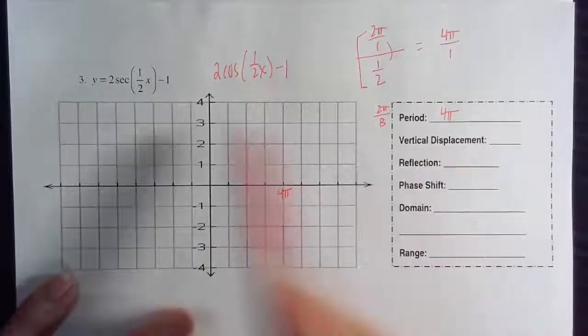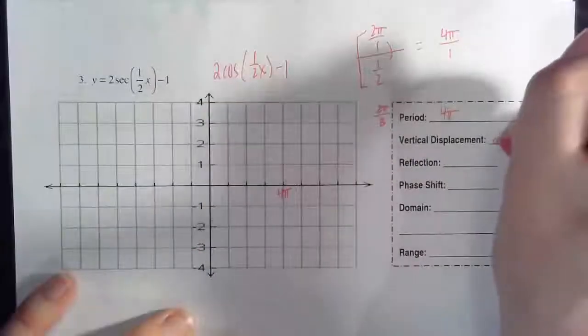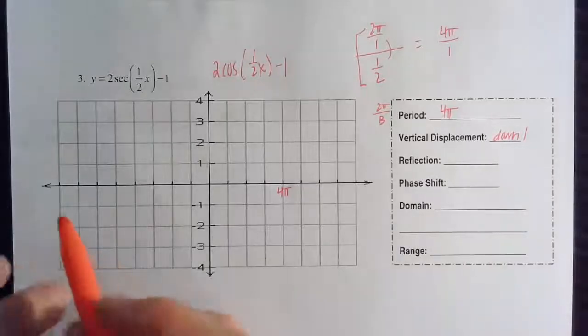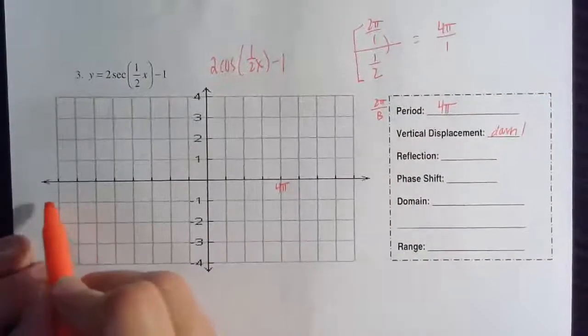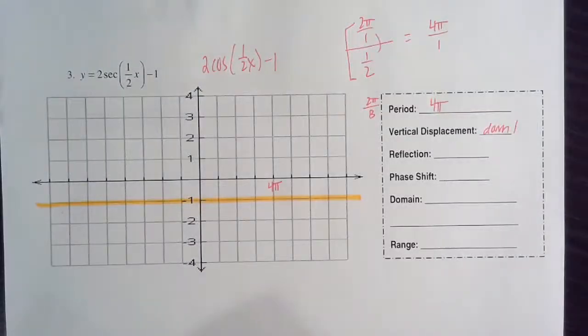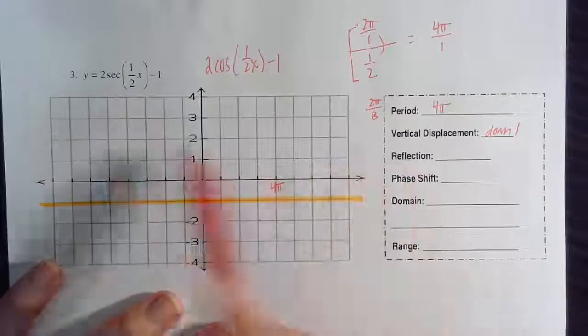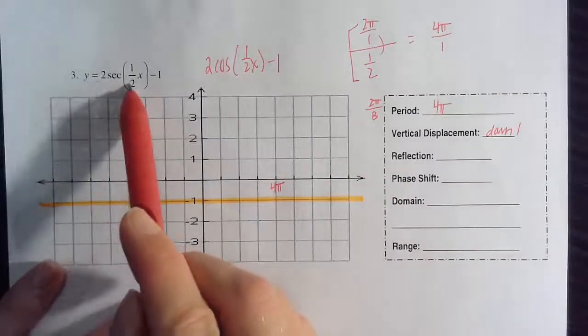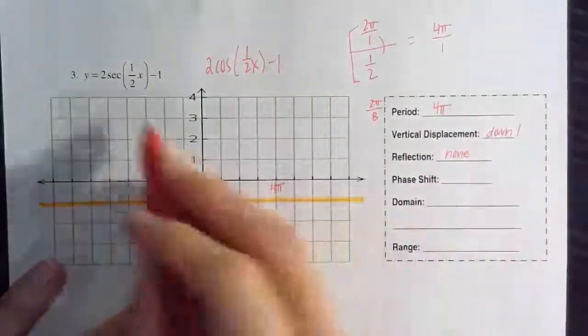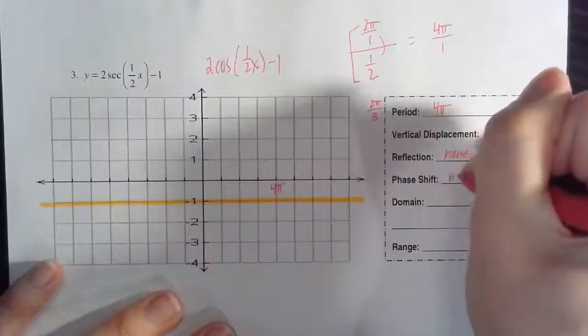Vertical displacement, we have this minus 1, so our graph's going to get shifted down 1. Let's take care of that right now. Draw in a horizontal line at -1. And then reflection, don't see a negative here, don't see a negative here, there's no reflection. And if you haven't picked up on this yet, we're not doing phase shifts with secant and cosecant.